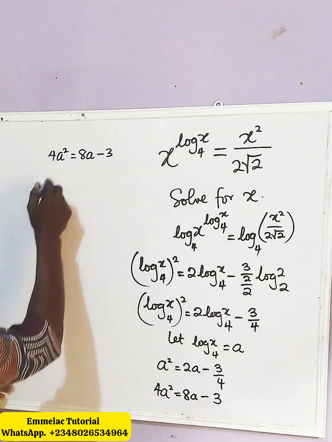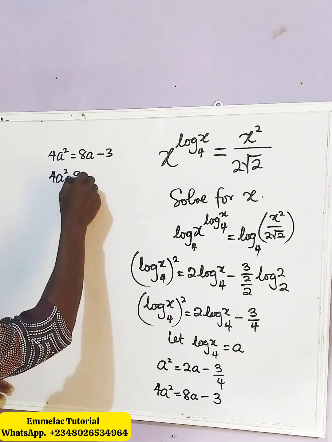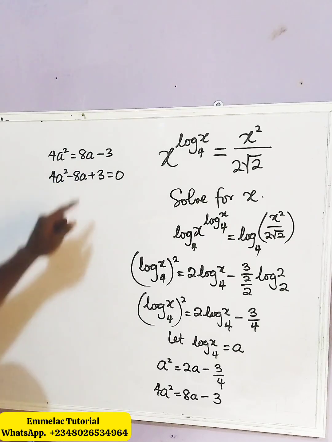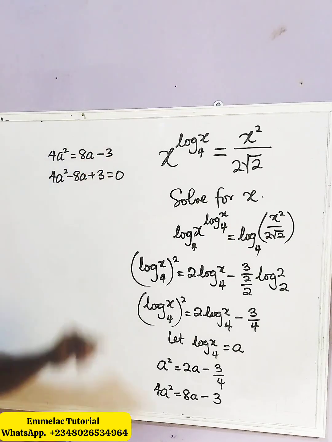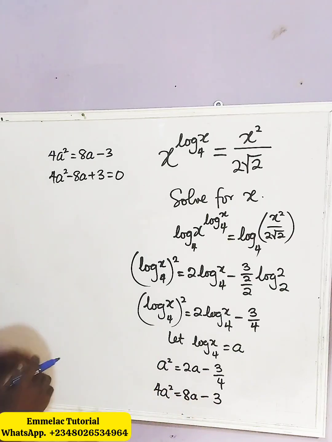So here we have 4a squared minus 8a plus 3 equals 0, which means I'm taking everything on the right hand side to the left hand side. Now let us factorize.